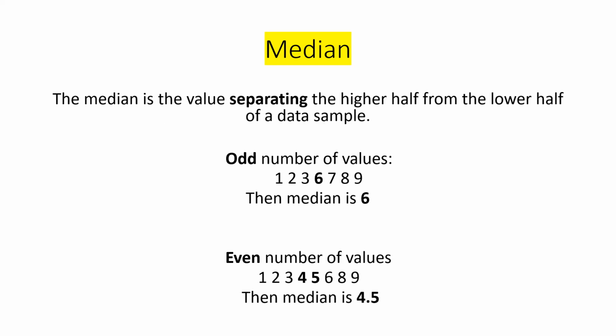Median. The median is the value separating the higher half from the lower half of a data sample. We have two types of data samples. We have the case when we have an odd number of values. For example, here we have 1, 2, 3, 6, 7, 8, 9. Then the median is 6. Or if we do have an even number of values, then the median is computed as the following. We add 4 and 5, then divide by 2 to get the median as 4.5.